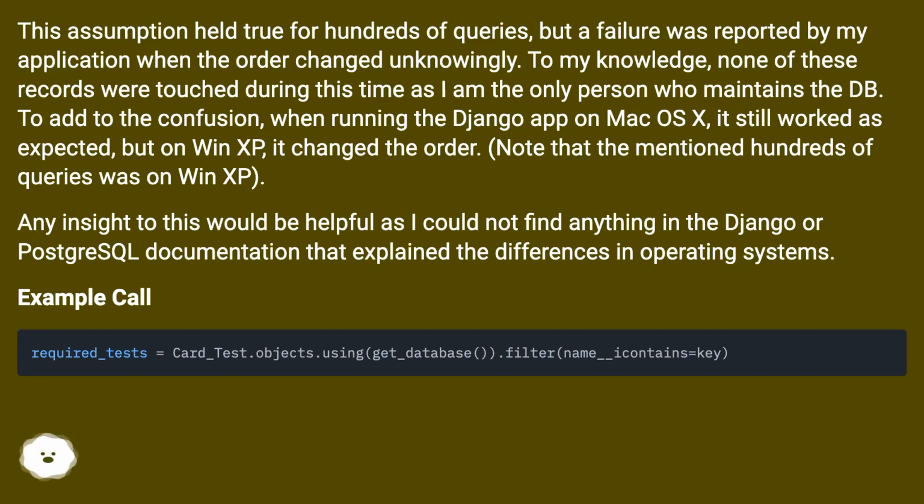Any insight to this would be helpful as I could not find anything in the Django or PostgreSQL documentation that explained the differences in operating systems. Example call.